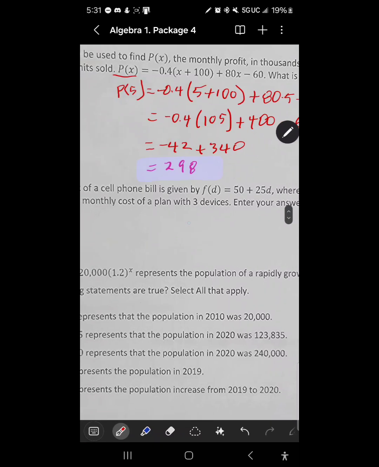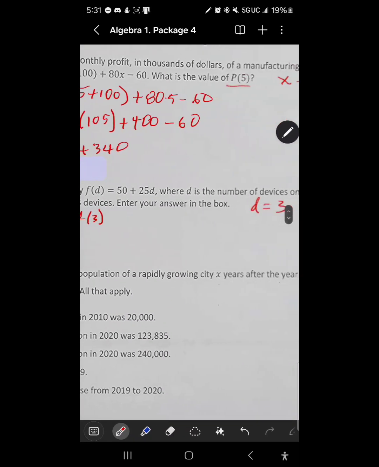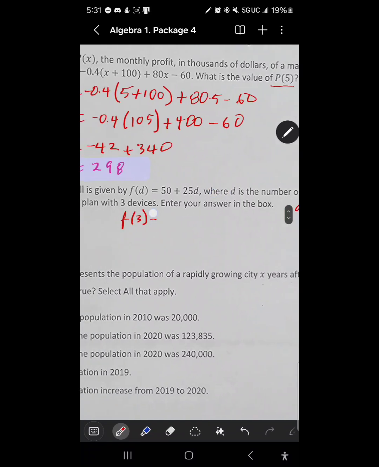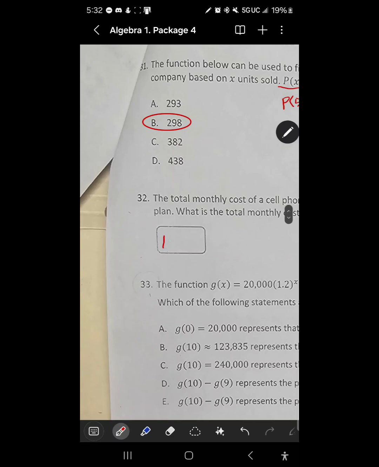Now, so it will be F(3), because D equals 3. So here we have 50, and then it will be 25, and here's this, so 25 times 3 will be 75, so plus 75, and this will be 125. So this is the answer.